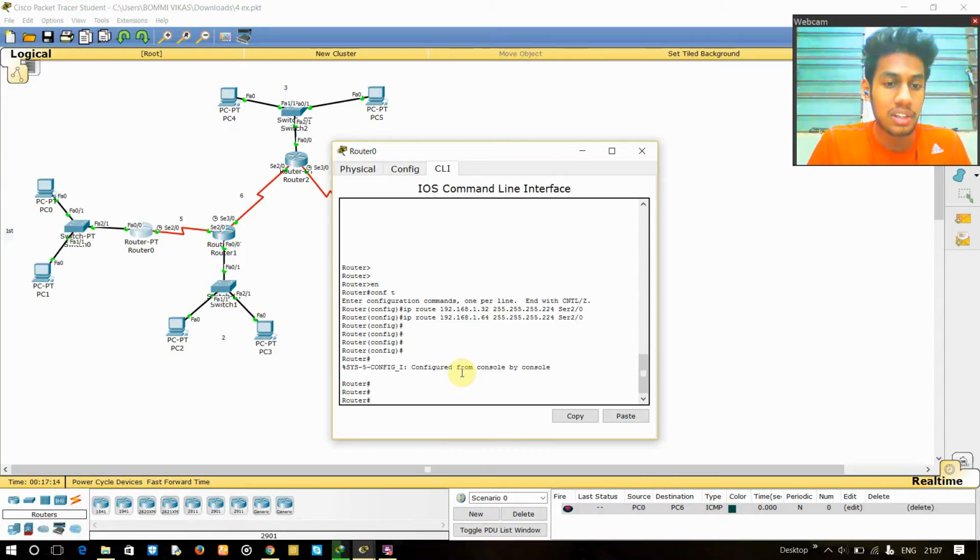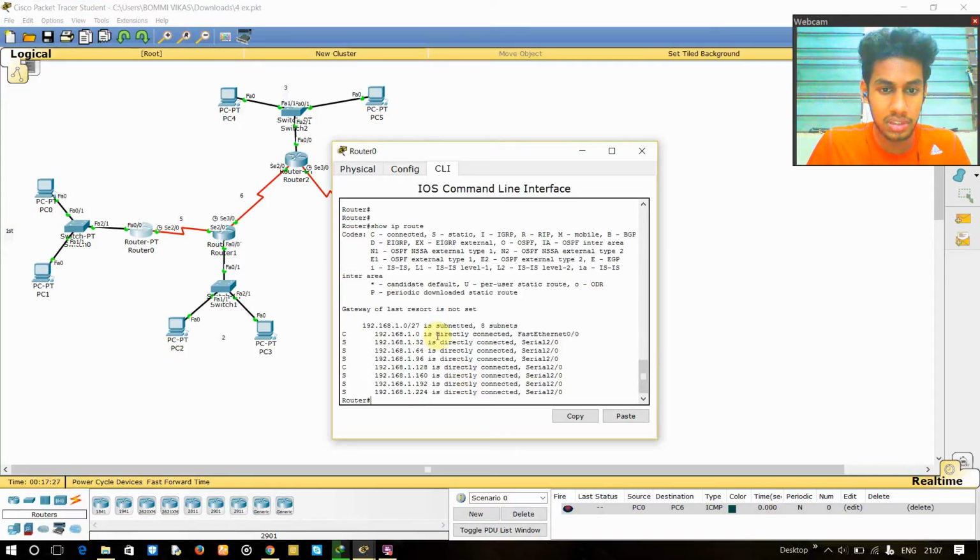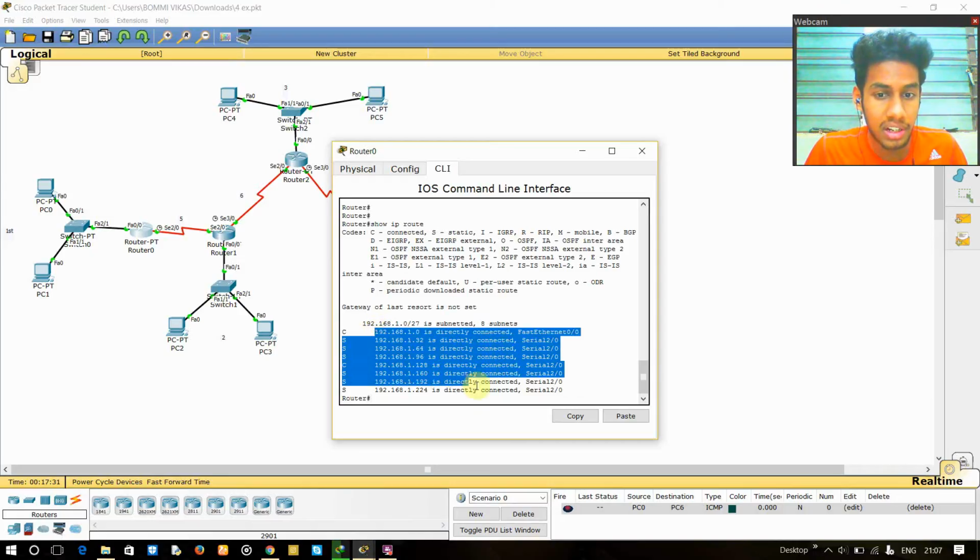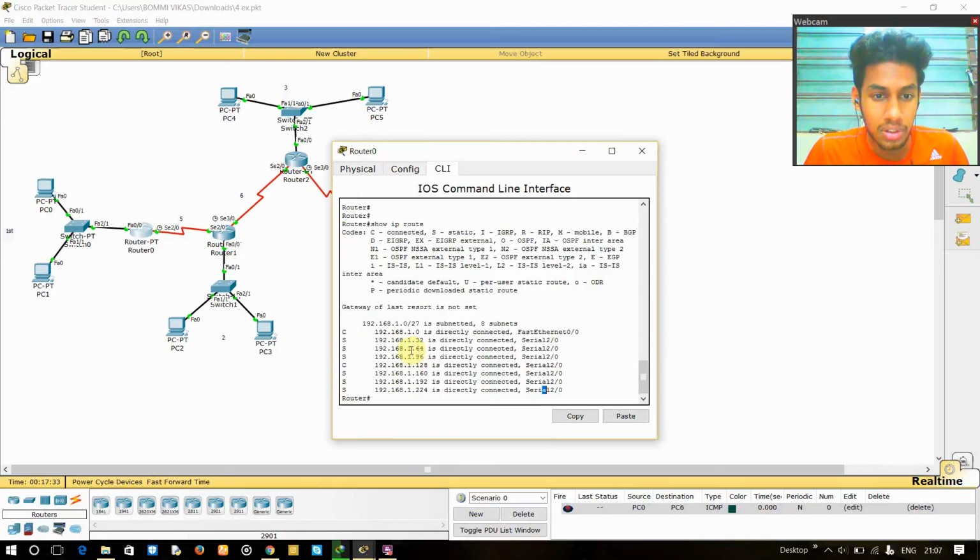Now we check the connections which are connected to router 1 and which are logically known to router 1. We use show ip route. This command shows all the different subnets, all the different networks that are connected to router 0. Here we have 2 C, which means connected, and S means statically configured. So now router 0 has the information regarding all the networks.